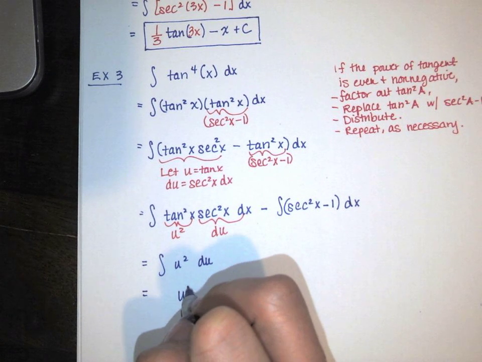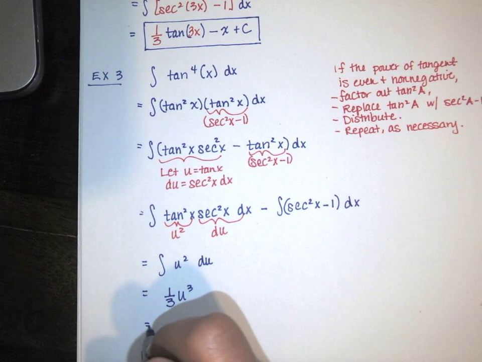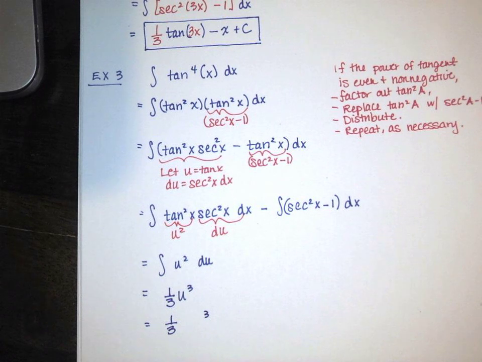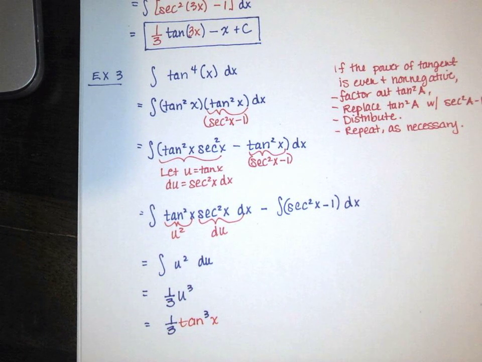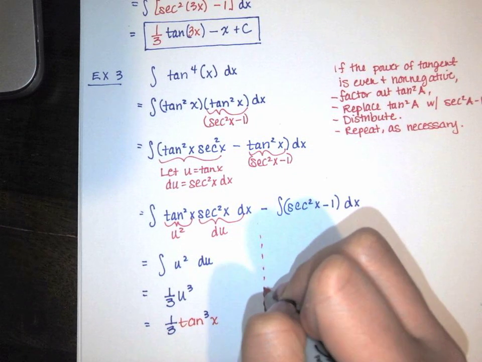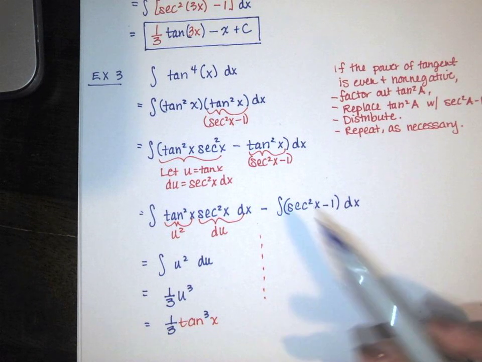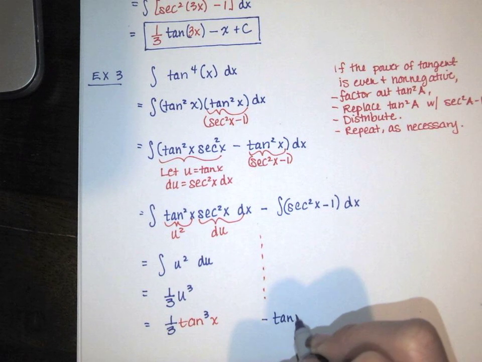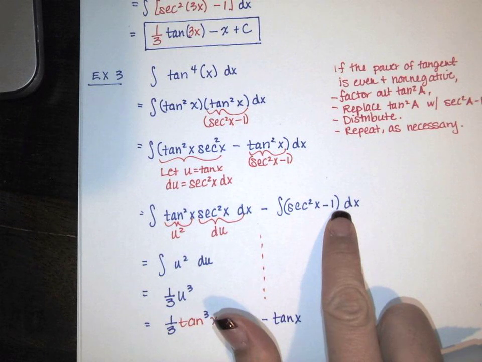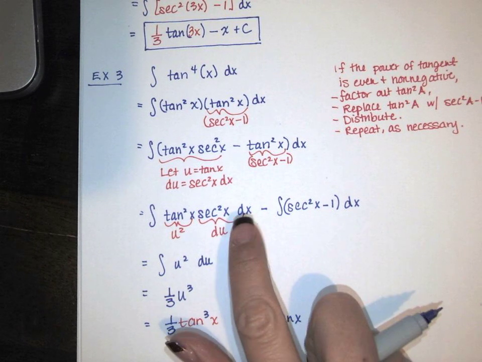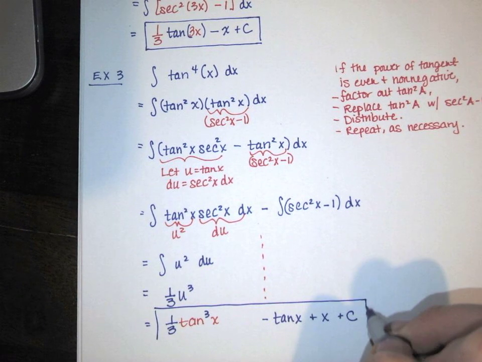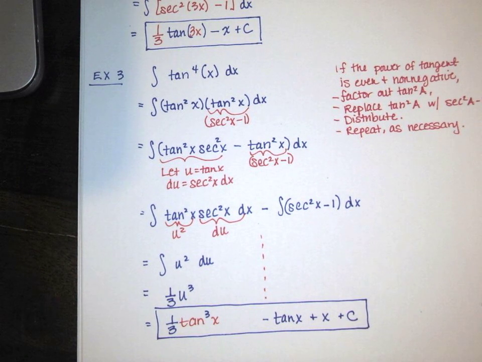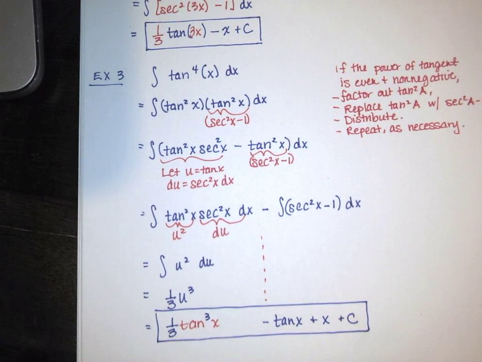Power rule, nice and simple. Add 1 to the exponent, divide by the new exponent. Replace u with whatever it was in terms of x. In this case, it was tan x. And then over here, that's easy. The antiderivative of secant squared is tangent. And the antiderivative of negative 1 with respect to x is negative x. Negative x times negative 1 is positive x. So that's how we handle even powers of tangent.